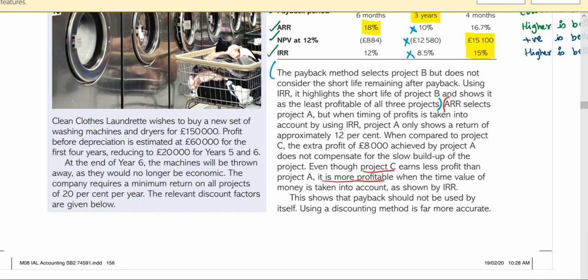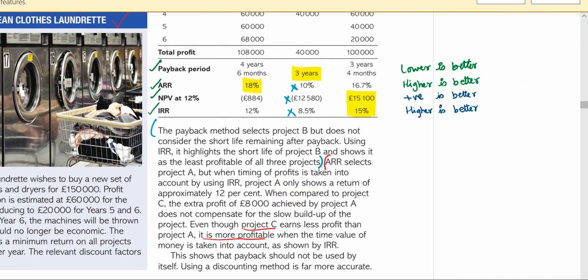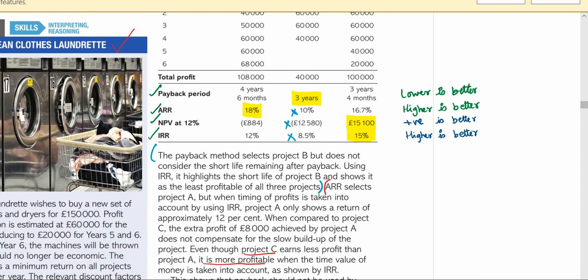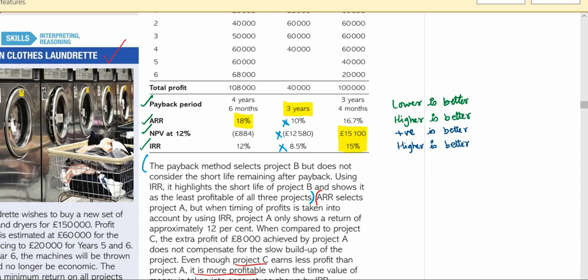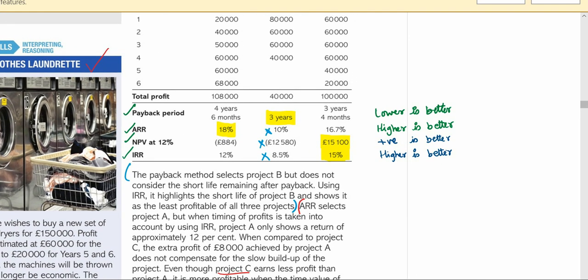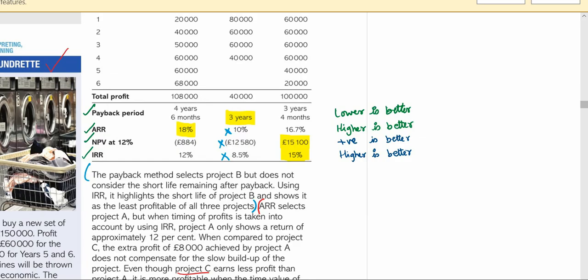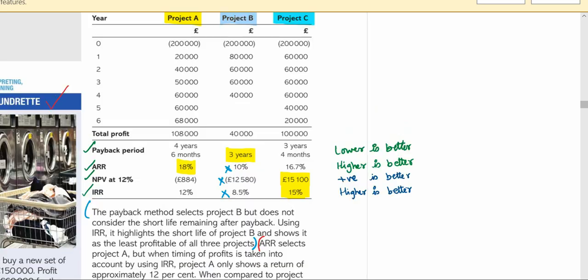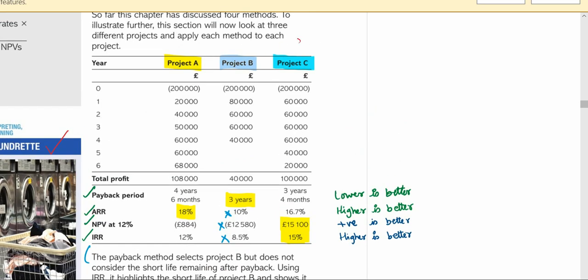What we learn from here is that a single method is not enough to decide, so we have to apply all the methods. The ARR for project C is 18%, a little below project A, but it's very good. So as per my point of view, we go with project C. Project C is our star project.